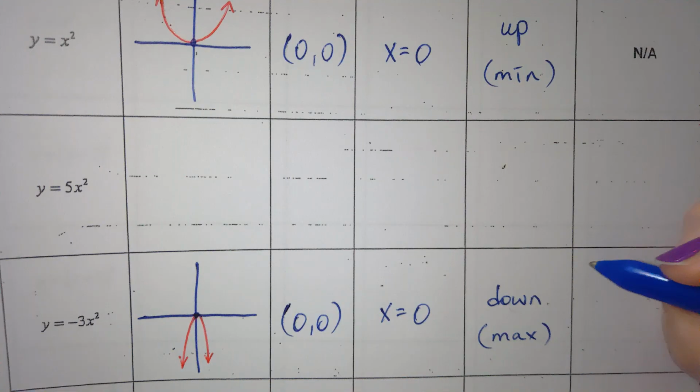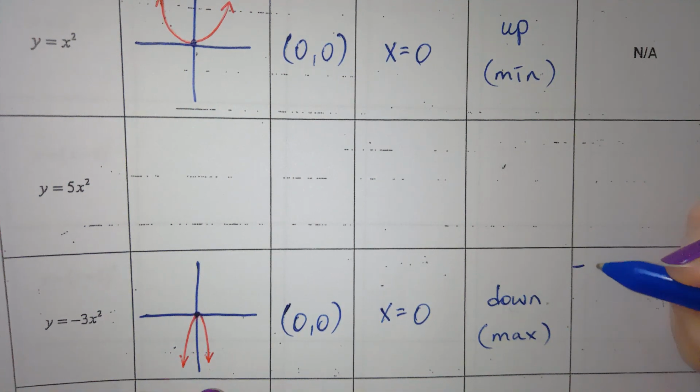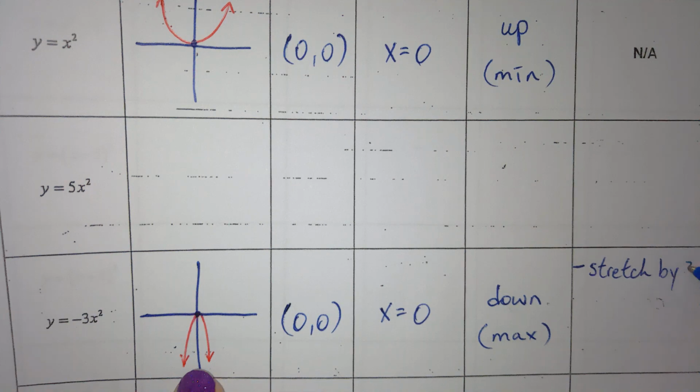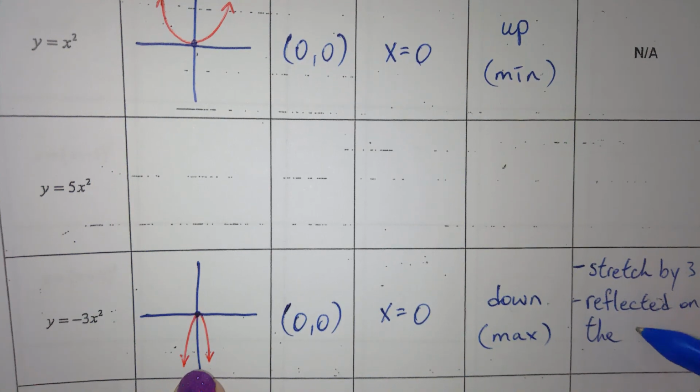Is it always maximum when it's facing down? Yes. And it's always minimum when it's facing up. Okay. So transformation. So what happened? As Sydney said, it has a stretch of 3. Stretch by 3. And it's also flipped, which we say formally reflected on the x-axis.